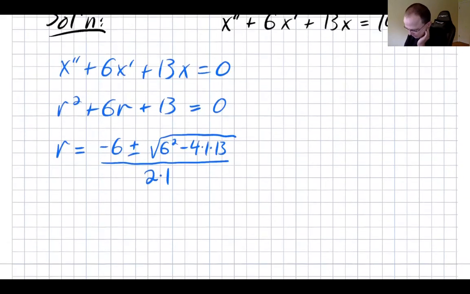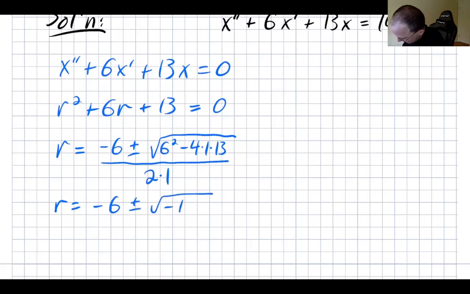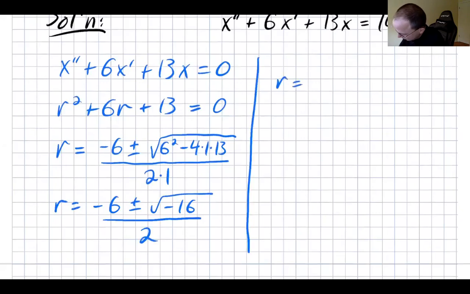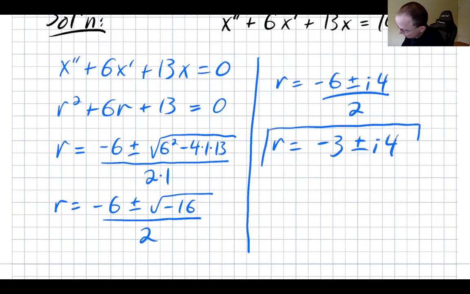So what is this? Let's see. 36 minus 4 times 13 is minus 16. So that's -6 plus or minus the square root of -16, over 2. Therefore r is equal to -6 plus or minus i times 4, divided by 2, and that gives us -3 plus or minus i times 4. So those are the roots of our characteristic equation.